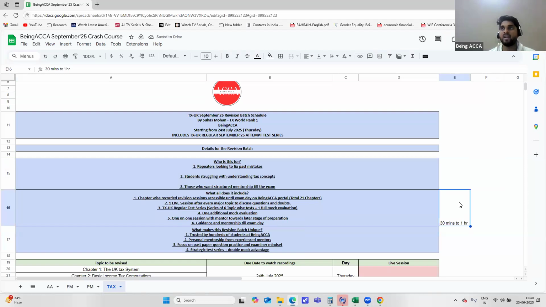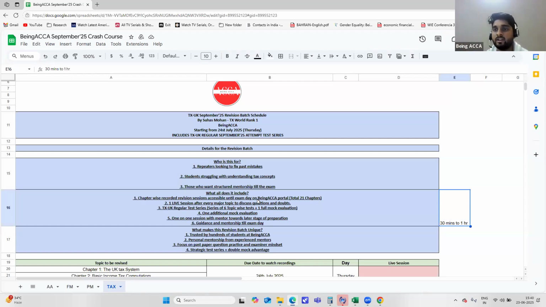So you will have to prepare the concepts and then watch this revision course, so that you'll be able to identify and revise all the concepts that you have to prepare for the examination. After that, we have majorly five topics: income tax, chargeable gains, inheritance tax, VAT, and corporation tax.